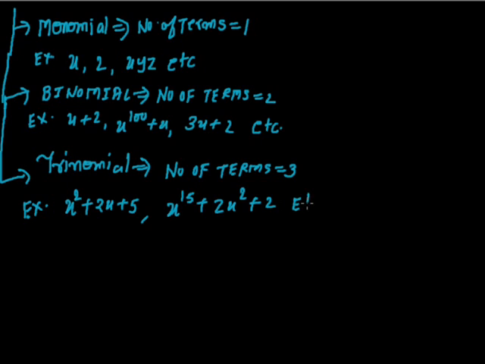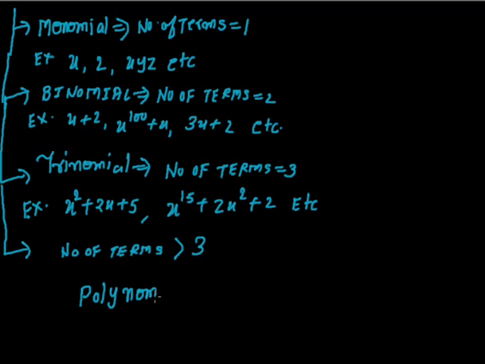Further, if the number of terms in the expression is more than 3, then the name for the expression is simply a polynomial expression. Such type of expression will be simply a polynomial. There is no particular name for these expressions. They will be simply called polynomial expressions.